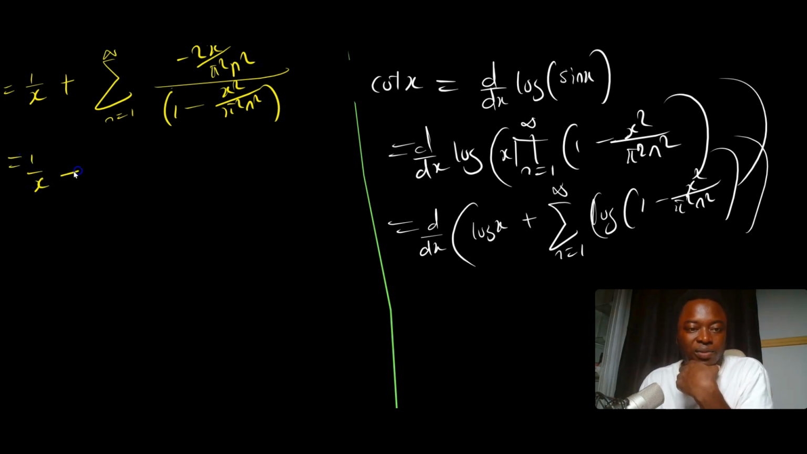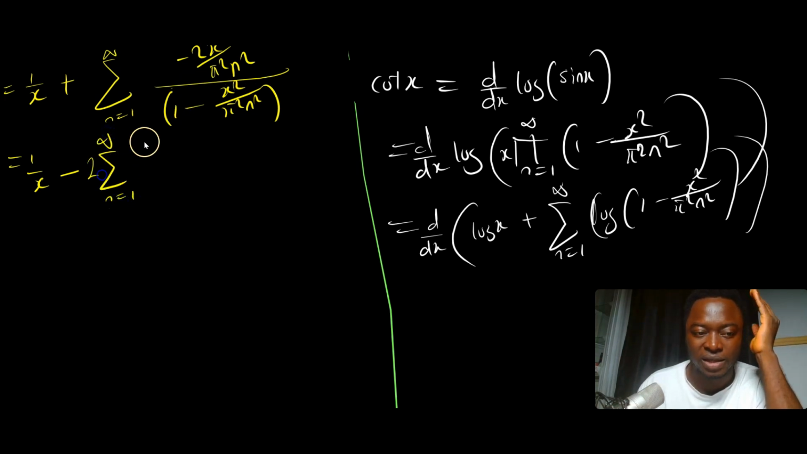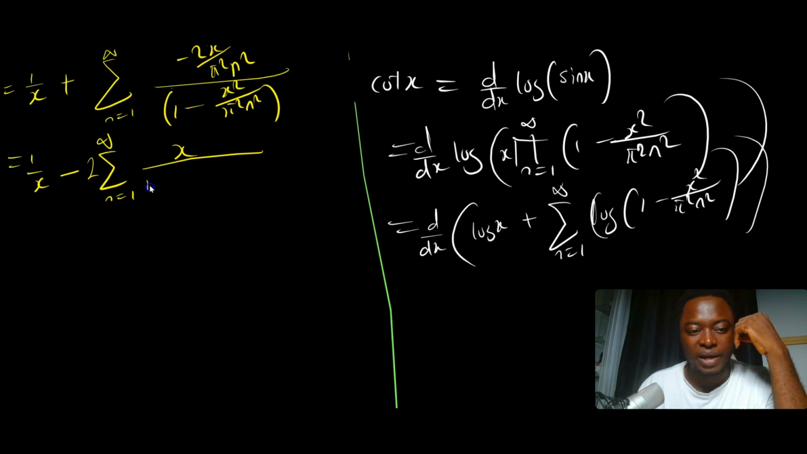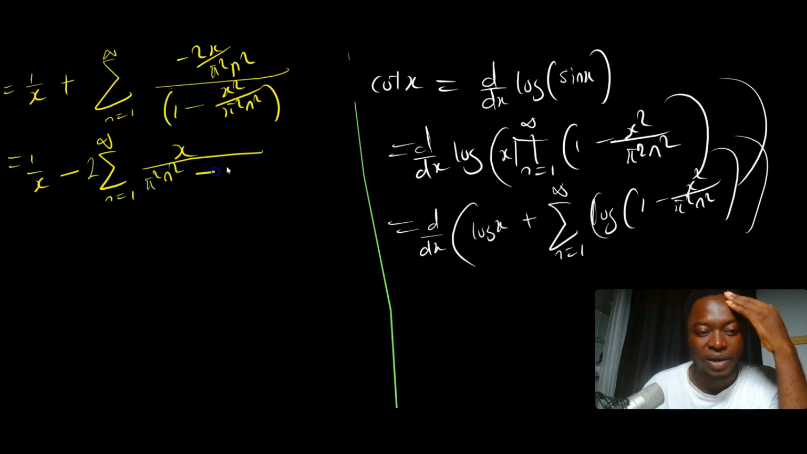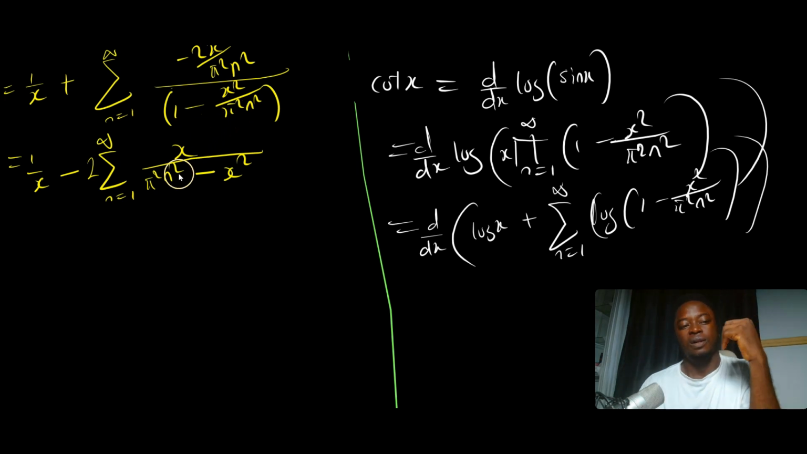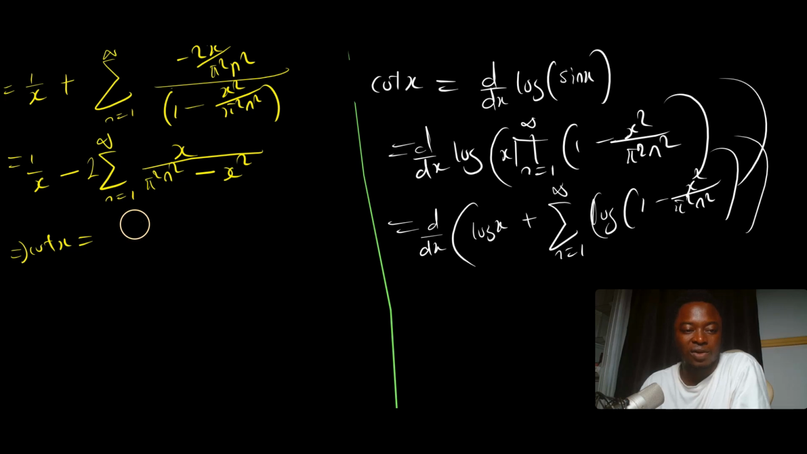And as things go, this will be 1 over x minus the sum as n runs from 1 to infinity of, at this part you have it twice, so you have twice the sum of x divided by pi squared n squared minus x squared. So this is cotangent of x. So you have that cotangent of x is equal to 1 over x minus twice the sum as n runs from 1 to infinity of x divided by pi squared n squared minus x squared.